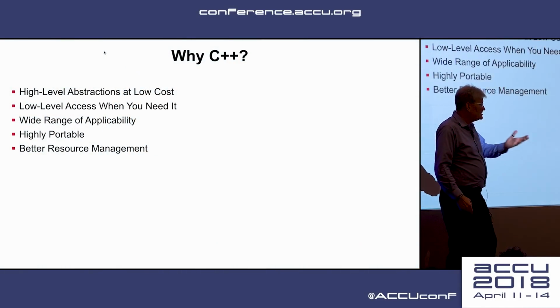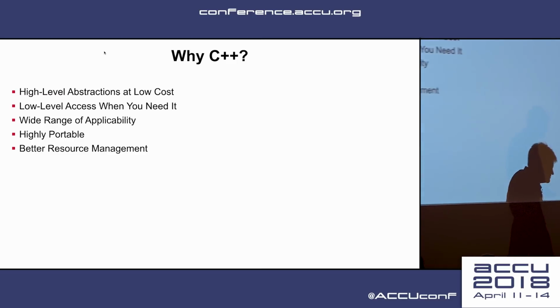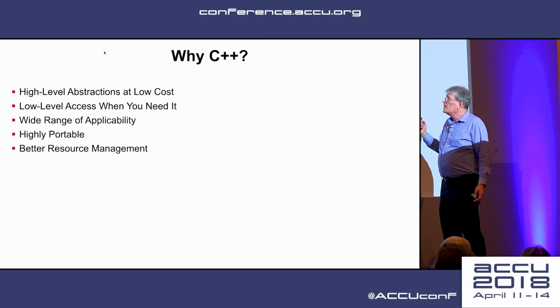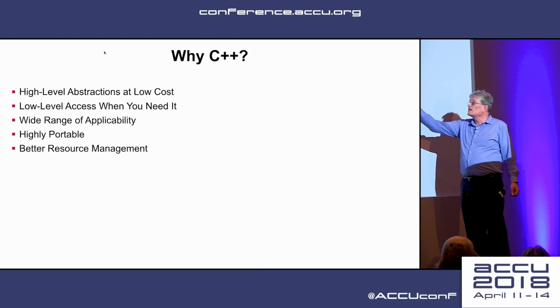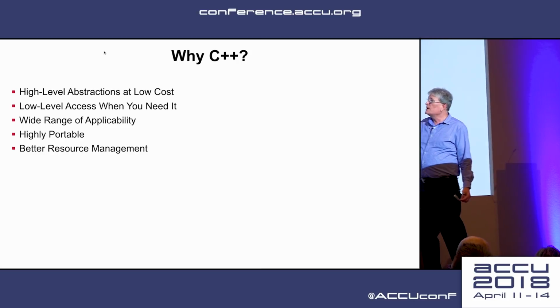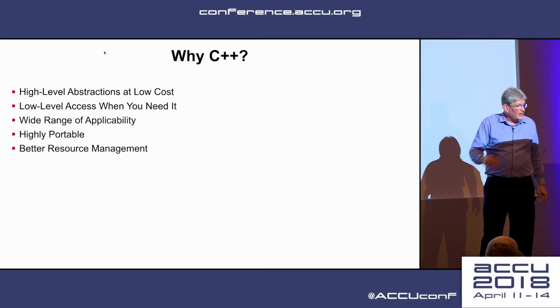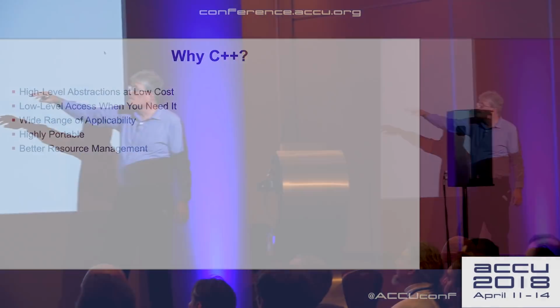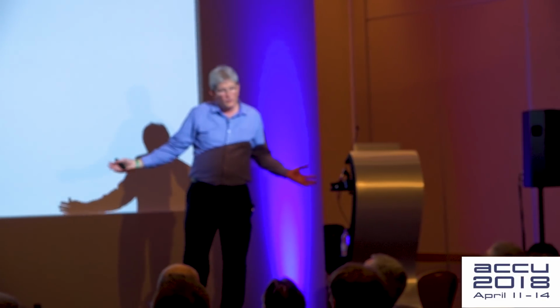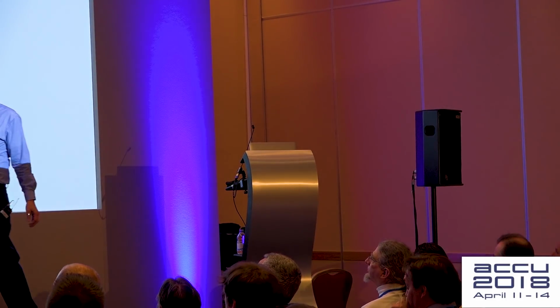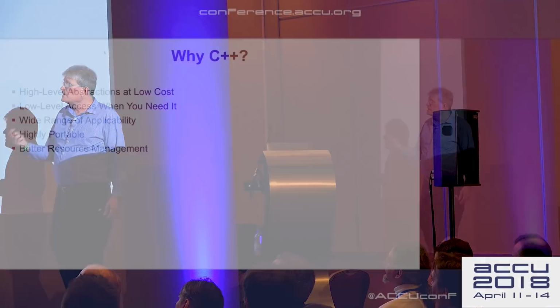So now we're finally at the first chapter of the book, and we're going to ask the question, why does anybody choose C++? It's a choice of an awful lot of software developers. Why is that? Well, again, it's these high-level abstractions at low cost, but we're not leaving out low-level access when you need it. Most of the time, I want the details of the machine hidden from me, but if I need that access, I want it to be available. Wide range of applicability. We see C++ used in an awful lot of industries where what the industries have in common is essentially nothing but the fact that they use C++. We want, of course, again, highly portable, and in some ways a better resource management option than other languages.